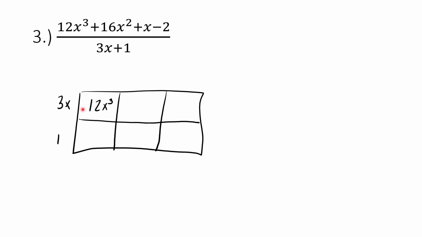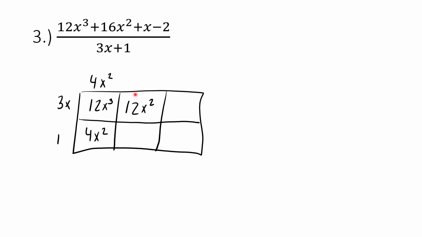All right, so we're going to start with this 12x to the third. We ask ourselves, 3x times what would give me 12x to the third? Well, to get the 12, I'll need to multiply by a 4. And to get the x to the third, it would have to be an x squared, because x times x squared would give you x to the third. 4x squared times 1 is 4x squared. Now, 4x squared plus something right there has to give me 16x squared, and that would be 12x squared, because 12 plus 4 is 16.